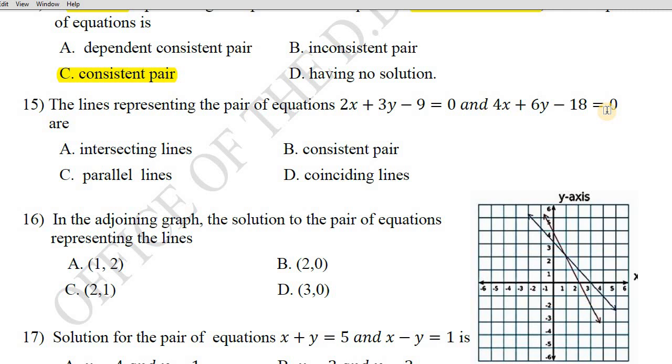Here we wanted to find the ratios of A1 by A2. So first let us find A1 by A2. 2 by 4 is nothing but 1 by 2. And next B1 by B2 means 3 by 6 will get again 1 by 2. Next C1 by C2 we get minus 9 by minus 18, again 1 by 2. It means all ratios are equal. When all ratios are equal, these will be coincident lines. Hence here option D is correct.